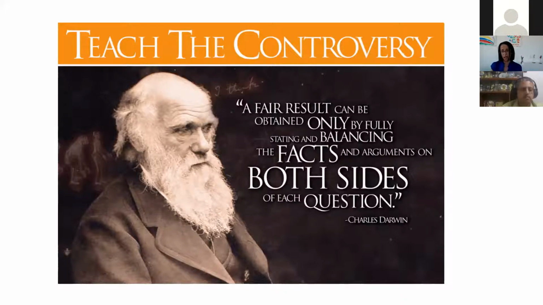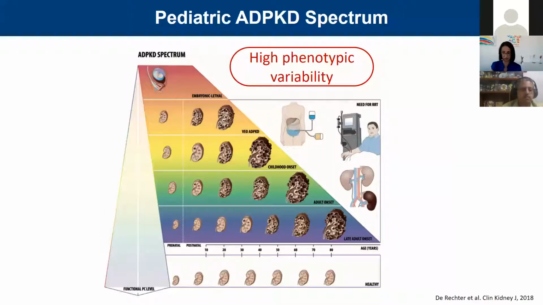So I think Charles Darwin said that a fair result can be obtained to teach the controversy only if we really have facts. And if we are honest with ourselves, we don't have enough facts to convince for active screening of these children. And that's why we need, as pediatric nephrologists, to work all together and to prepare these facts to convince that we have a role to play in this disease.